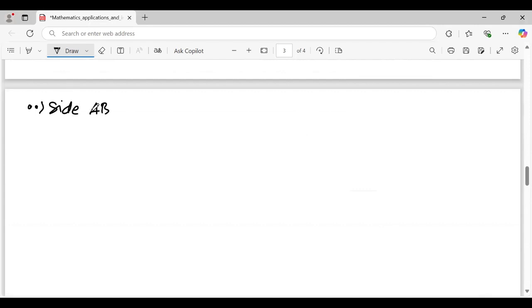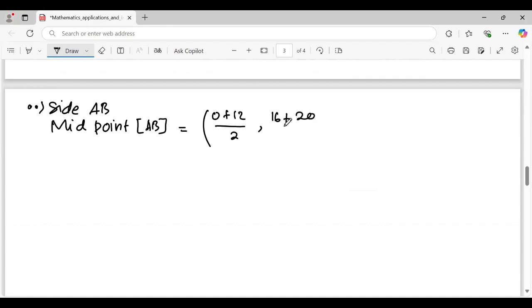We are going to find the midpoint. Midpoint AB. According to the coordinate points, (0 plus 12) over 2, (16 plus 20) over 2. It is 6, 18.